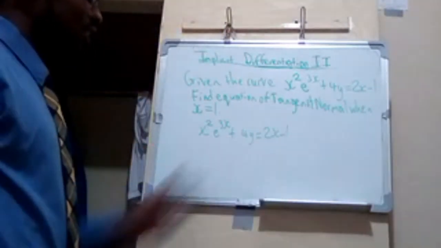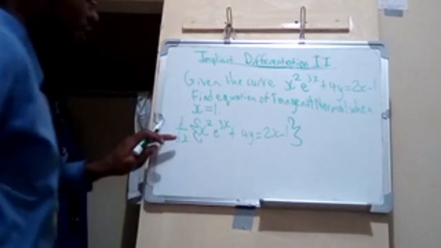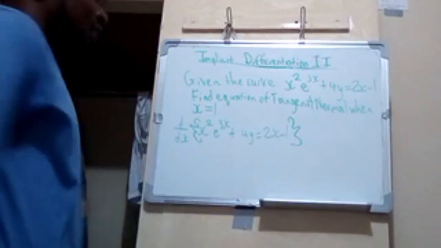So we're going to differentiate both sides with respect to x. I like to put a bracket around it and then write d by dx. This means differentiating all of this with respect to x.